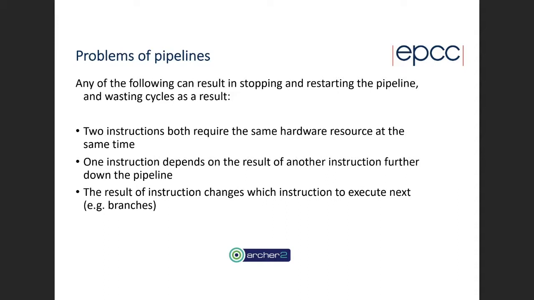So this pipeline is very neat, but it doesn't always work, okay? Because there can be events that result in stopping and restarting the pipeline and wasting clock cycles as a result. Things that might cause this are if two instructions both require the same hardware resource on the same clock cycle. Hopefully both the compiler and the hardware conspire so that doesn't happen very much. The second one is perhaps more crucial: one instruction depends on the result of another instruction further down the pipeline. If we have dependencies between instructions, then that can break the pipelining. And finally, if the result of an instruction changes which instruction to execute next, in other words branches, then that can also potentially stop the pipeline.